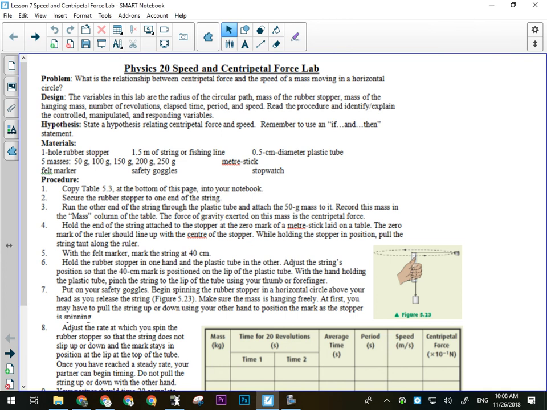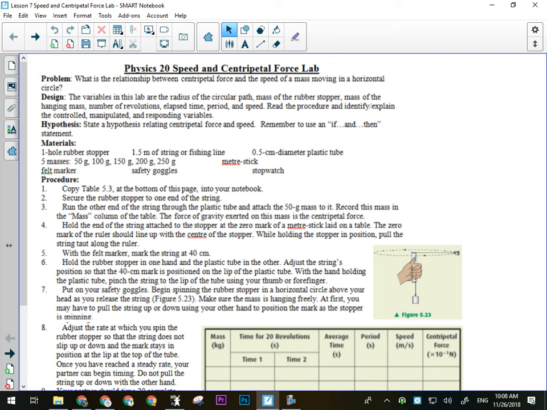So today's lab, pretty much the same thing, except we're changing the manipulated variable this time. Last time we were checking what the effect of radius on speed was. Now we're going to check what's the effect of centripetal force on the speed of the object. We're still going to be whirling the rubber stopper around and around in a circle, same as we were the last time. What's going to change this time is how much the hanging mass is. By changing the hanging mass, we're going to put more tension in the string, which will provide more centripetal force on the rubber stopper.